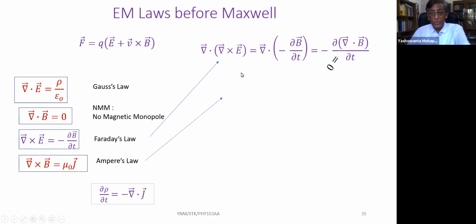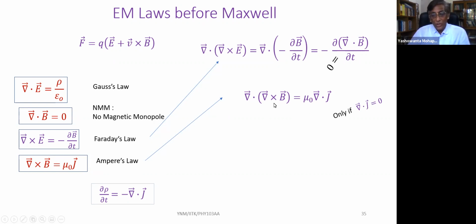Now let's take Ampere's law and do the same thing. This is also a curl. So divergence of curl is mu naught times divergence of J. And for steady state, of course, divergence of J is 0. So that's fine. Okay. But what if we can have non-steady currents?